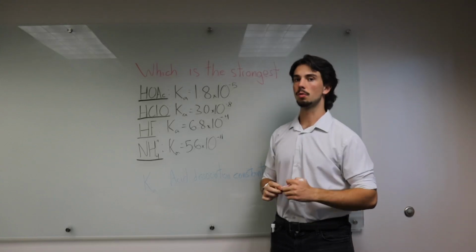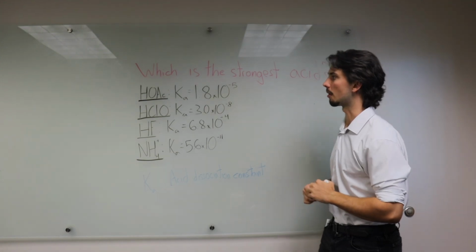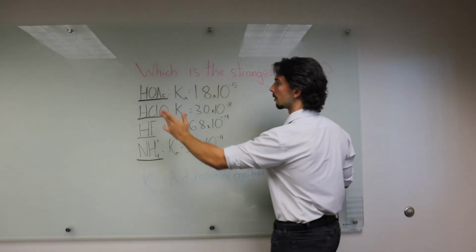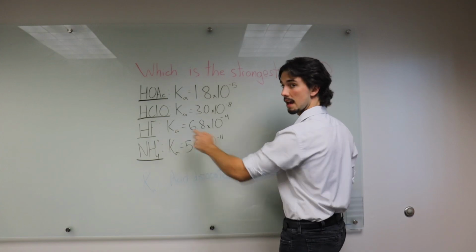Alright, in this question we're told to find the strongest acid in this list. Which one is going to be the strongest? So what are we given? We're given the kind of acid that it is, the list. We're also given its Ka value.